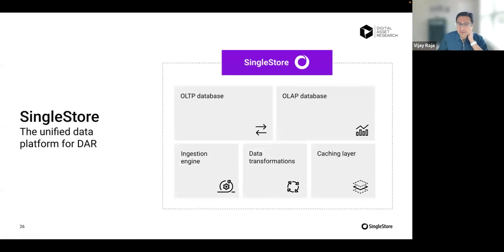So today, they're using SingleStore as the single unified database. Remember why we are called SingleStore. Today, DAR uses SingleStore as their transactional OLTP engine and their OLAP database. They don't need a separate analytical database. They don't need a separate ingestion engine, because now you have pipelines that directly pull data from Kafka and S3 and do data transformations, and they don't need an additional caching layer. So it essentially becomes the unified data store for powering your applications.